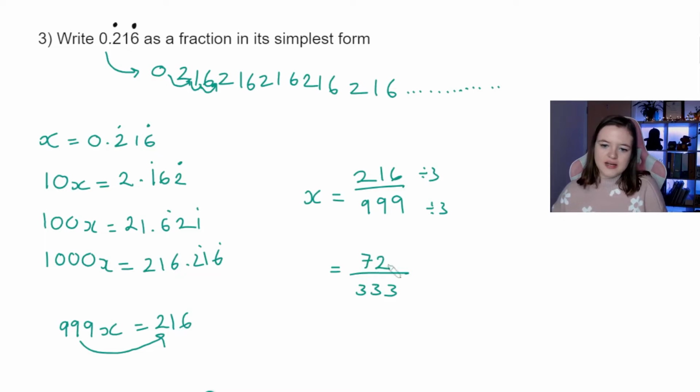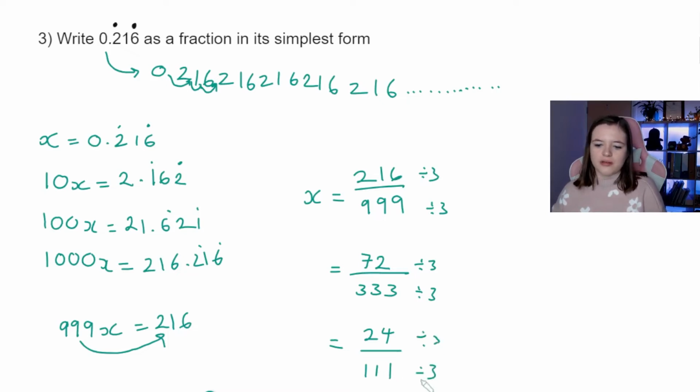Let's double check again. 2 isn't going into this one, so no 2s. Then 3: 7 plus 2 is 9, a multiple of 3, so we can divide by 3. 3 plus 3 plus 3 is also 9, so I can also divide by 3. Divide both by 3, and we get 24 over 111. Let's try it again. 2 plus 4 is 6, which will divide by 3. 1 plus 1 plus 1 is 3, also divides by 3. Then we get 8 over 37. That's as simple as I can make it, because 37 is prime. So this is the simplest form.